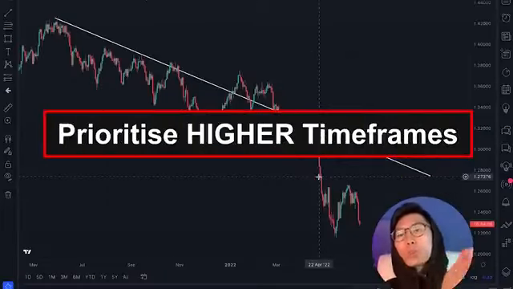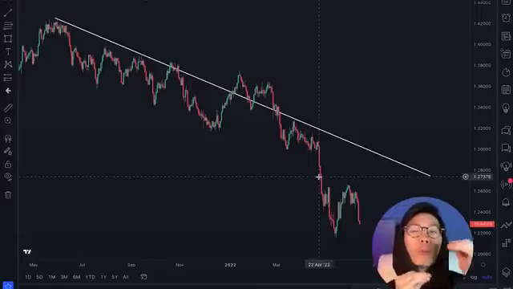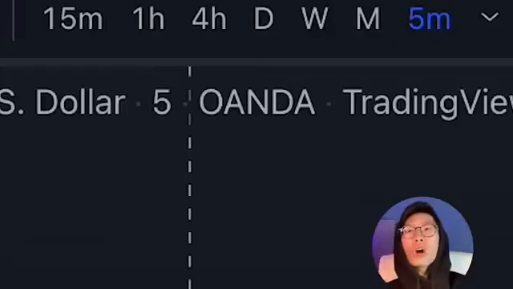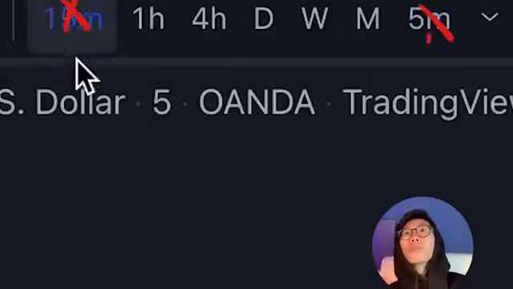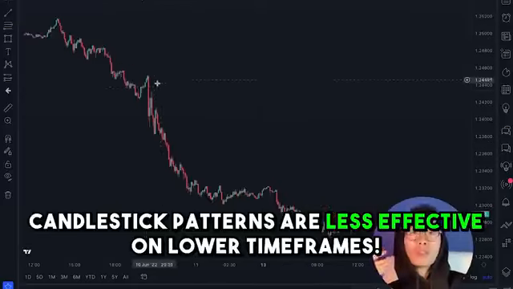Prioritize higher time frames over lower time frames. You guys need to get confirmation on the higher time frames like the 1 hour and the 4 hour first. So guys, do not focus too much on the 5-minute or the 15-minute candlesticks. Alright, you guys should always prioritize the higher time frames, because on the lower time frame there is a lot of noise. So candlestick patterns are much less effective on the 5-minute or even the 15-minute time frame.